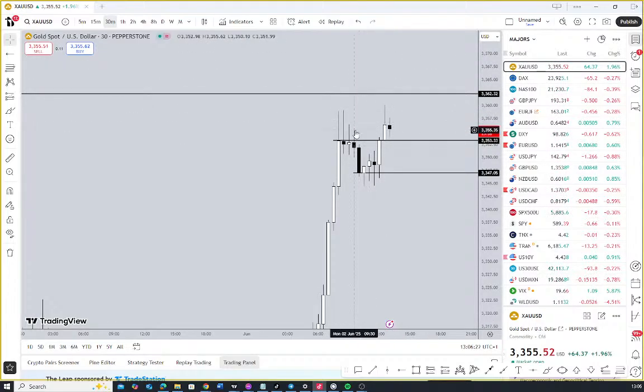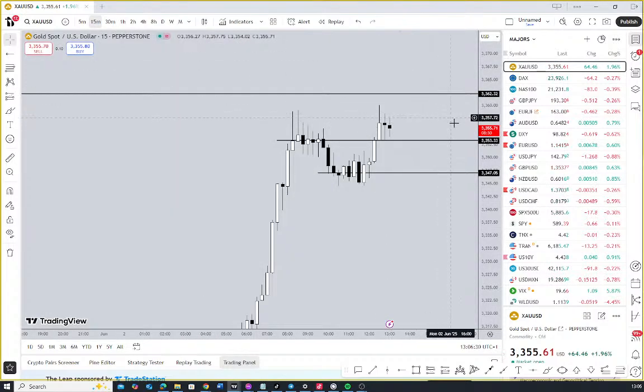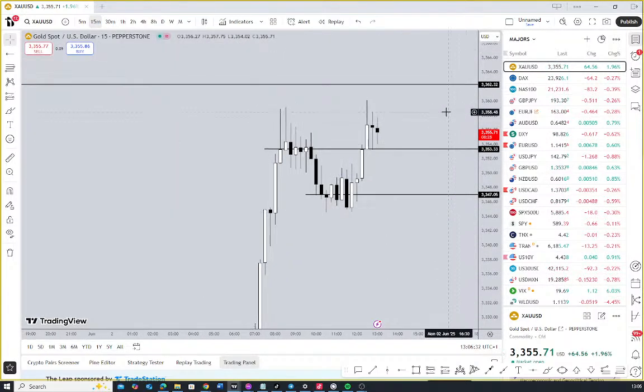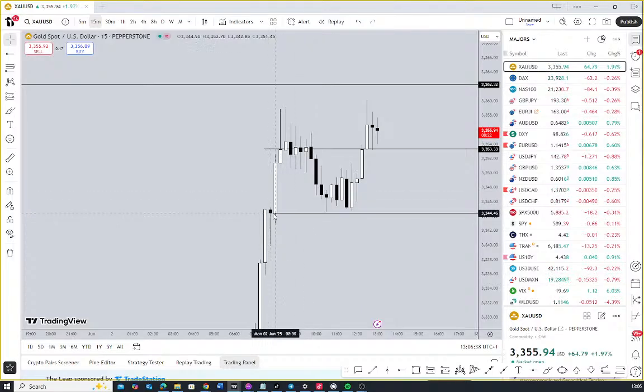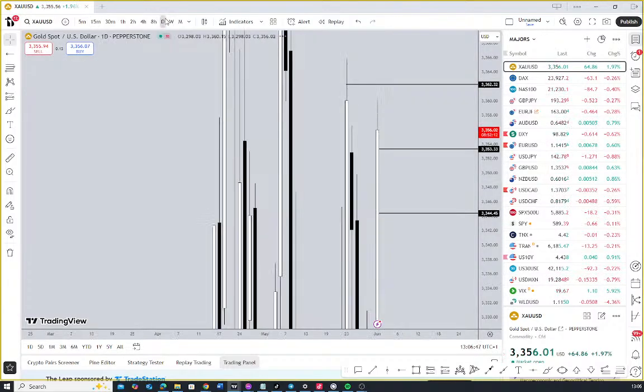The question now is how can we look to really take advantage? My bias is long, but I need to find a route in to take advantage of this, let's call it this momentum to the upside. So buys, I'm going to look for on a close above 33.62, because in theory that's us breaking out the daily structure, the daily ranges, the daily resistance.